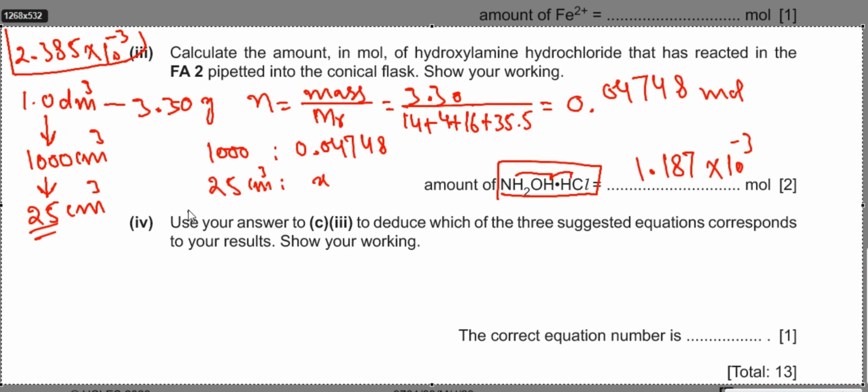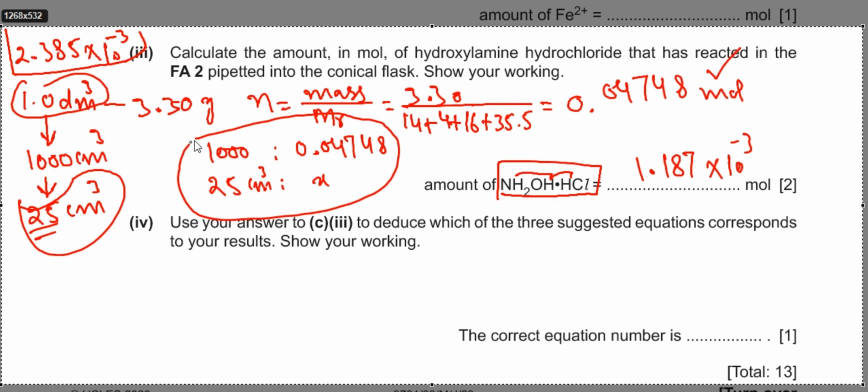I'm repeating again. The answer here we obtained was initially dissolved in 1 dm cube. But out of the 1 dm cube, we just used 25 centimeter cube. That is why I did this part. So the final answer in moles for the methyl hydroxylamine is 1.187.